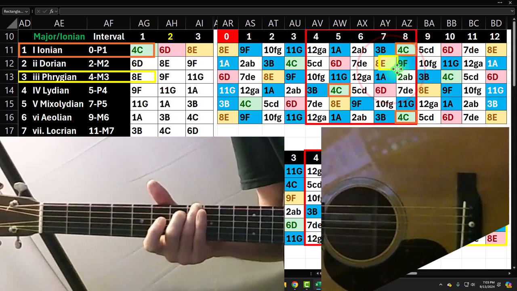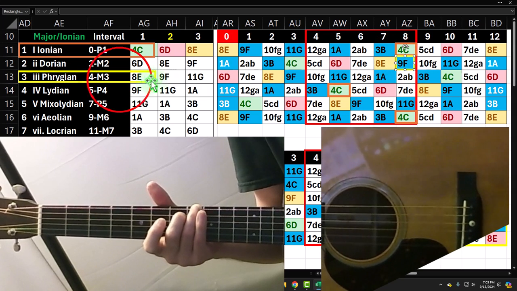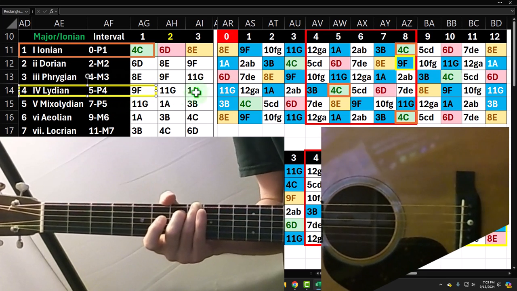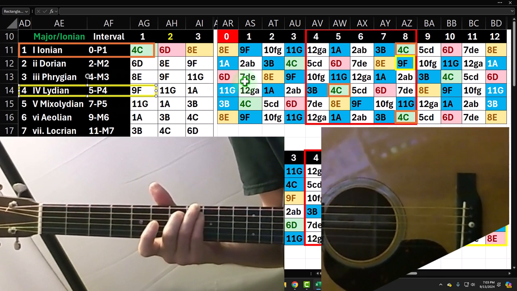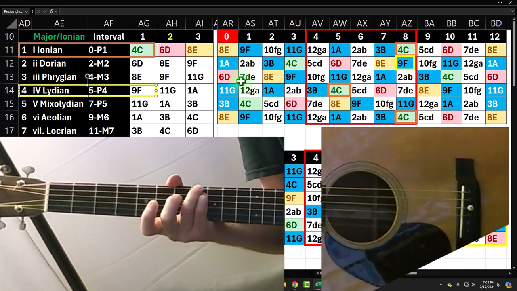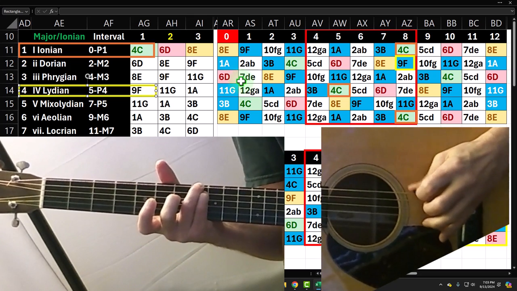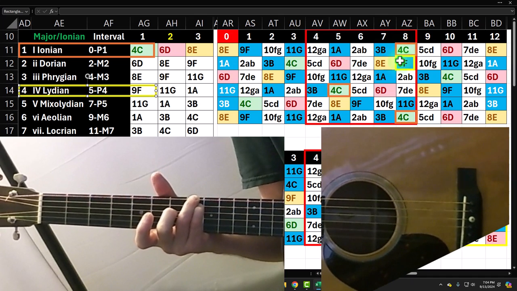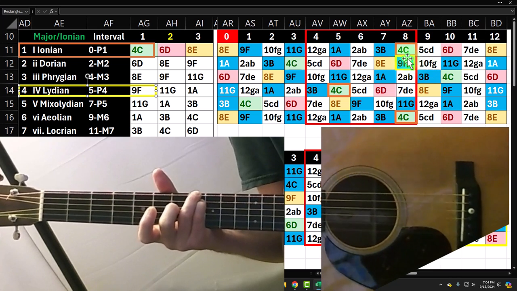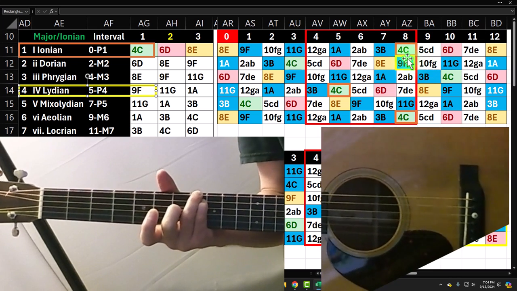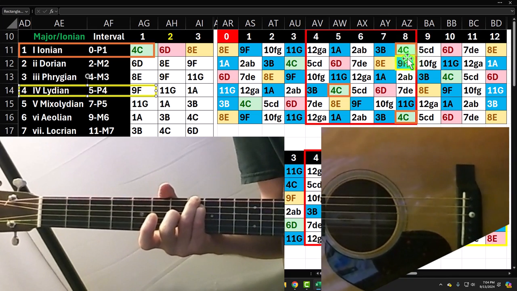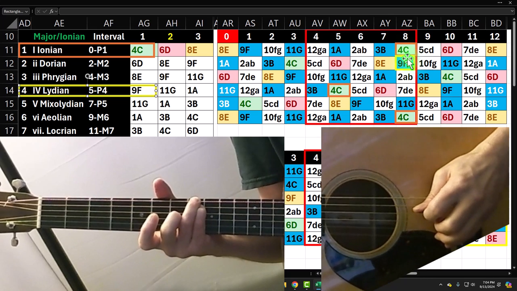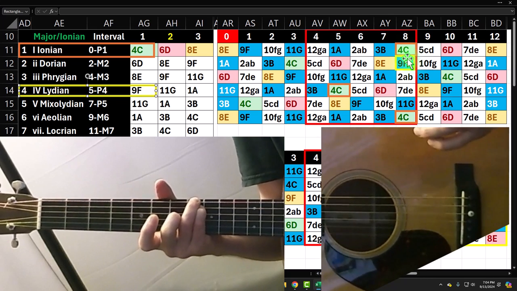Okay, and then let's go to the next one. We're gonna go then to this one. We're gonna say now we're on the fourth of the major scale. The fourth of a major scale is a perfect fourth. So it's gonna be a five note away perfect fourth. How do I know it's five notes away? Because it's five notes between the strings, five notes away, boom. And the inverse of that would be 12 minus five, which would be seven note away perfect fifth.